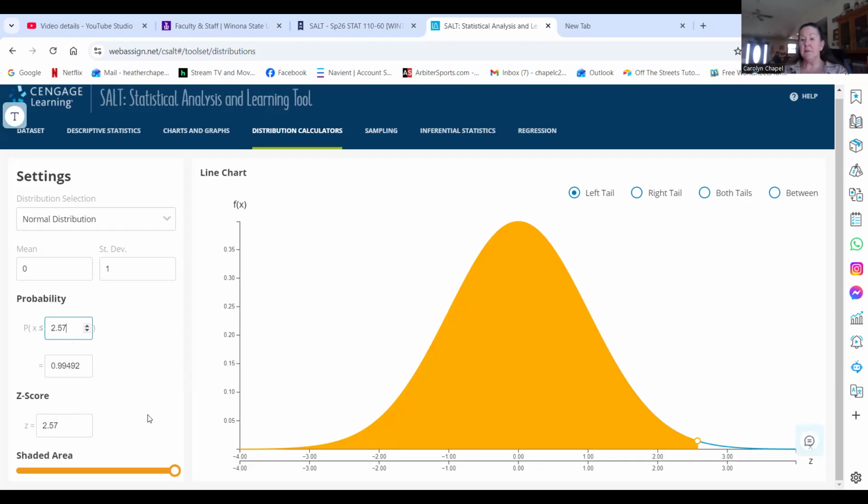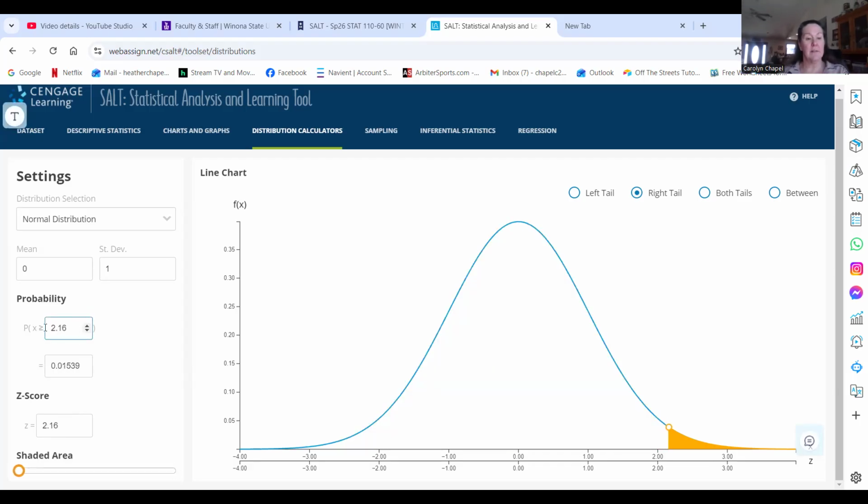Okay. Our next one, we did a greater than, so I'm going to have to switch my tail to a right tail. We are going larger than 2.16. And we get our value of 0.01539.